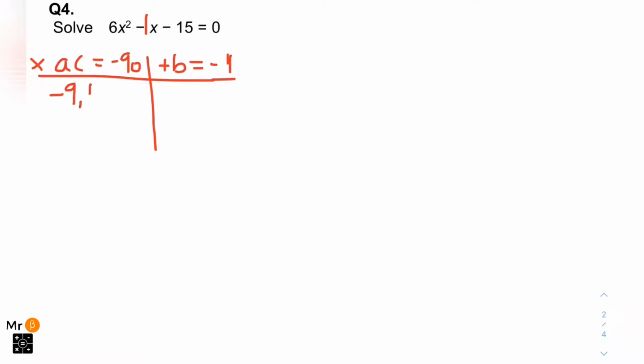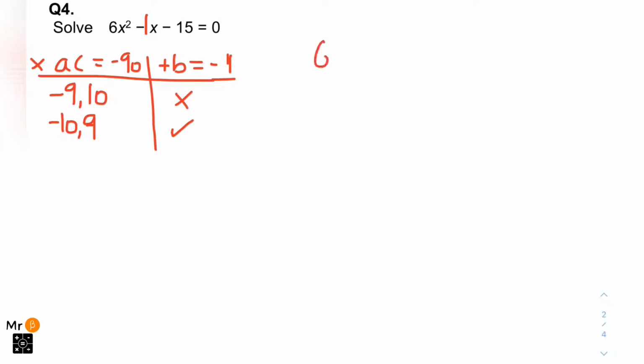If we think about our factors of 90, minus 9 times 10 gives you negative 90, and vice versa, negative 10 and 9 give you negative 90. These have a difference of 1. So let's see which one works. Negative 9 plus 10 is positive 1. Negative 10 plus 9 gives you negative 1.